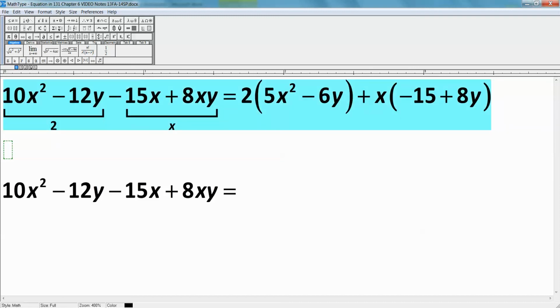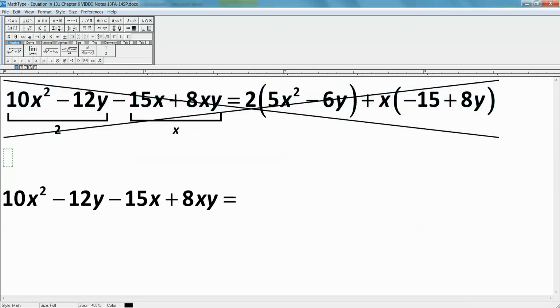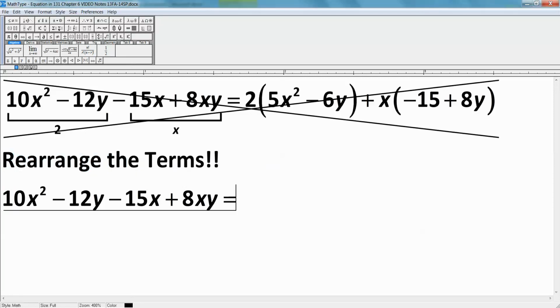So you might be thinking, oh, that means I get to give up. Au contraire. No, you do not. You have to try different combinations. So we're going to try to rearrange. Rearrange the terms.